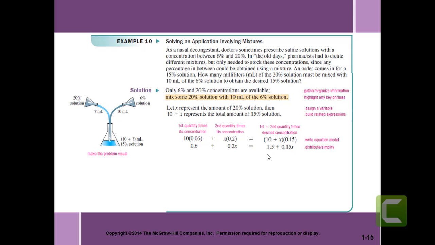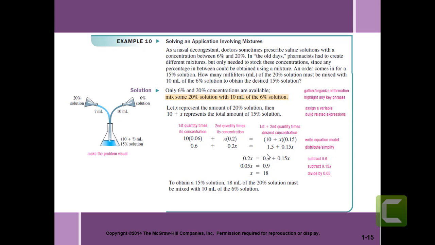And all we're going to do is solve for X. And so when we solve for X, we get 18 milliliters. Okay, so in order to obtain a 15% solution, 18 milliliters of the 20% solution must be mixed with the 10 milliliter, 6% solution.